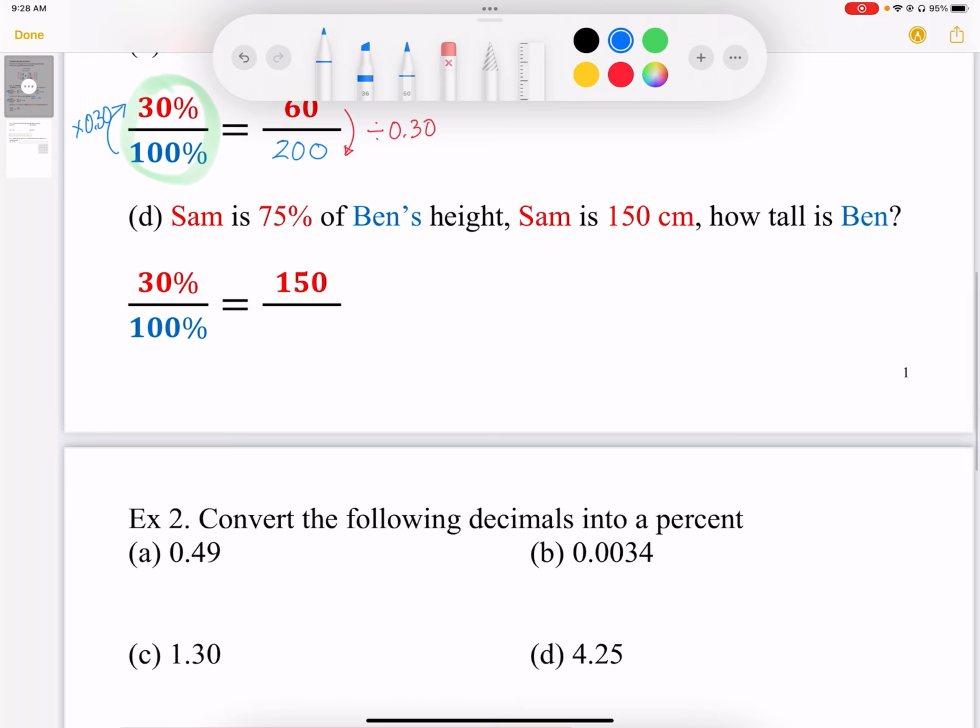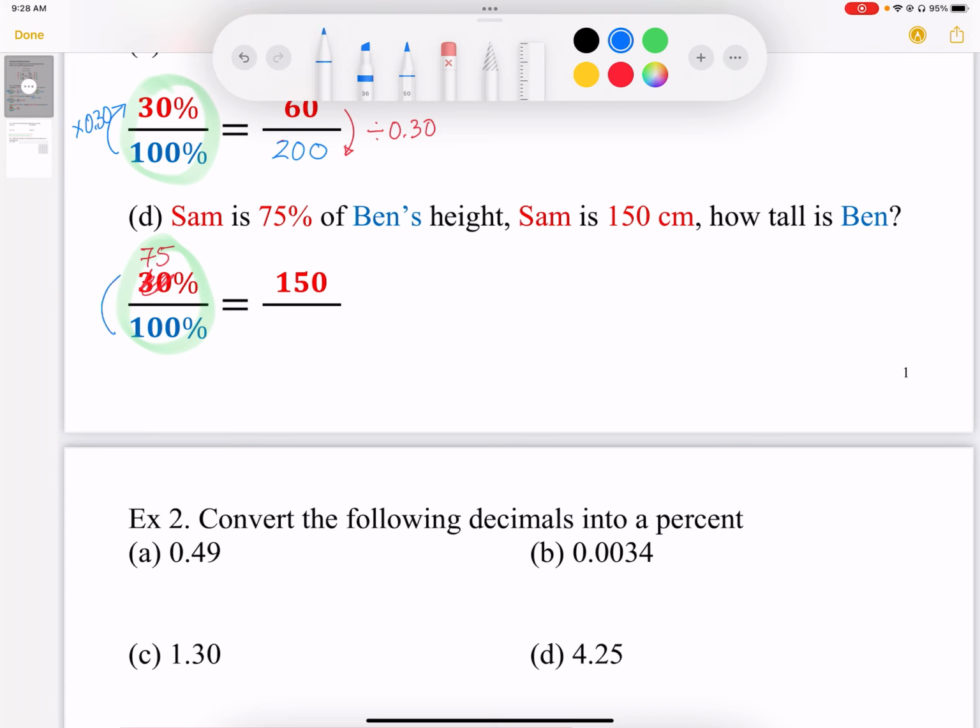In D, it says Sam is 75% of Ben's height. It looks like we have to change this to 75%. So 75% is the part, 100% is the whole. Ben should represent the whole. So I'm setting up my proportion with percentages. So 75% here. And then Sam is the part, so 150 goes on top. And we're trying to find the whole, which is Ben.